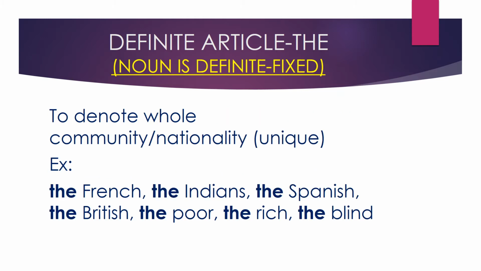Whenever we denote a whole community or nationality by using one noun, which may be common, we use the before it. For example, the French. Now when we say French people, it means people of France. When we say the French, it means the entire population of France as one group. So the entire community of French people is called the French.